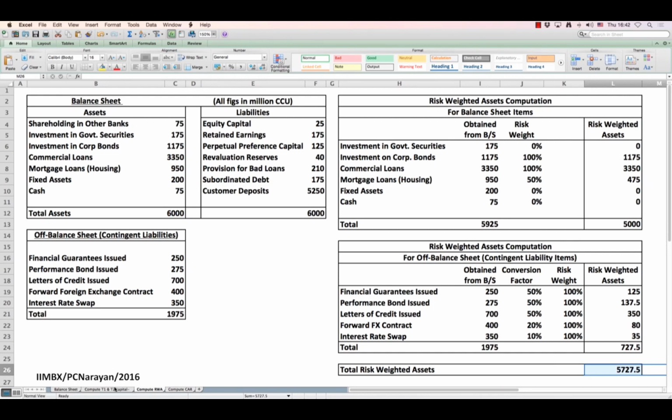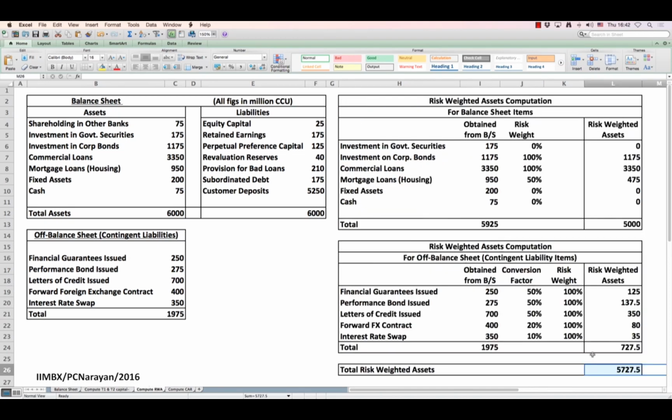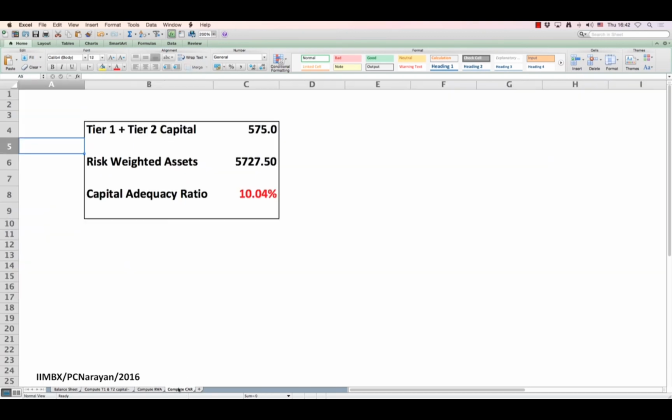5727.5. Now just to recap, we had a total capital of 575, and then we computed the risk weighted assets, which came up to 5727.5. So that gives us all the data we need to calculate the capital adequacy ratio of this institution. Tier 1 plus Tier 2 capital 575, risk weighted assets 5727.50. Therefore the capital adequacy is 10.04.